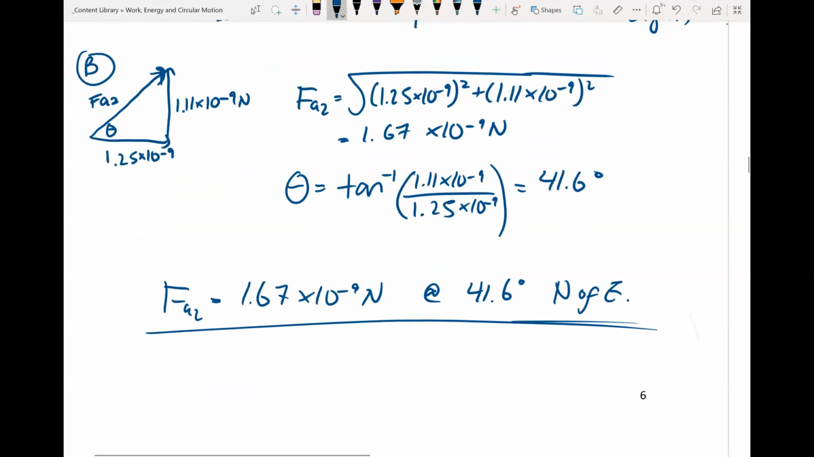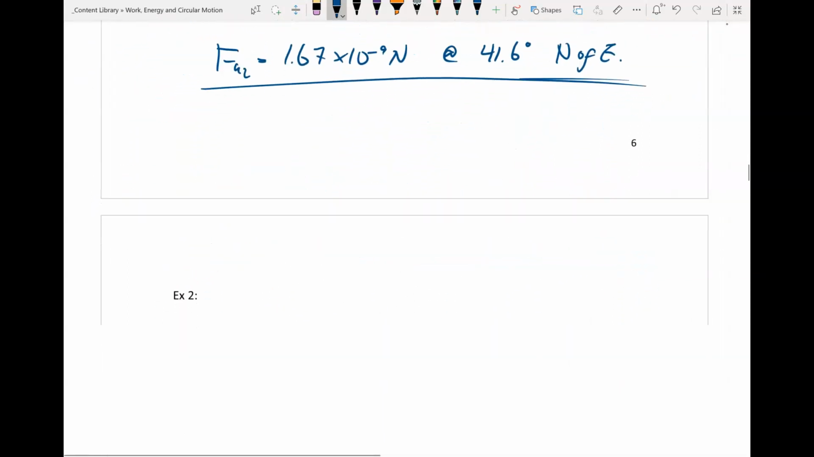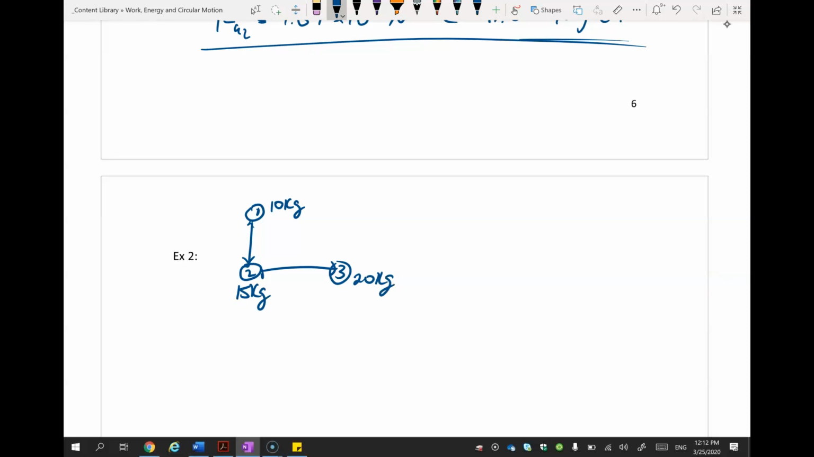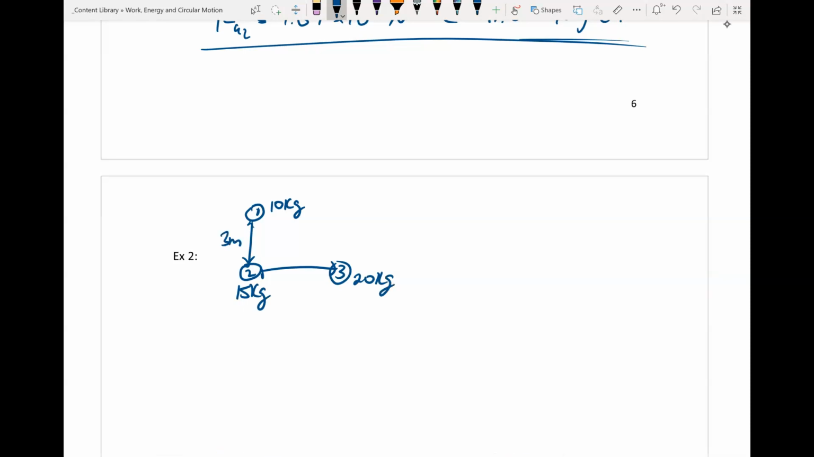Let's do another example. It's a continuation of that picture I drew before, but I'm going to draw the picture again just so you have it. Mass 1, mass 2, mass 3. Mass 1 was 10 kilograms. Mass 2 was 15 kilograms. Mass 3 was 20 kilograms. The distance between mass 1 and 2 is 3 meters. The distance between 2 and 3 is 4 meters.